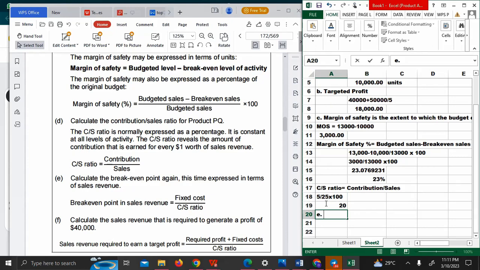Now, it's like we lose break even again, but they're now expressed in Naira. So we have break even point in Naira, or break even point in value. Let me just put value. So here we have fixed cost over CS ratio, or break even point quantity times selling price. You should get the same answer.